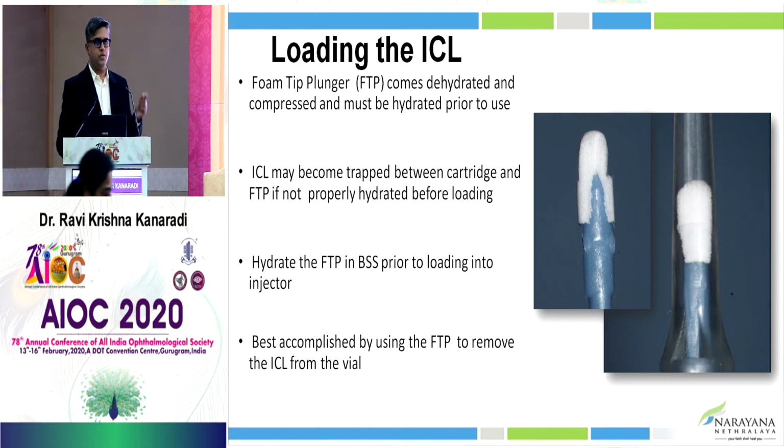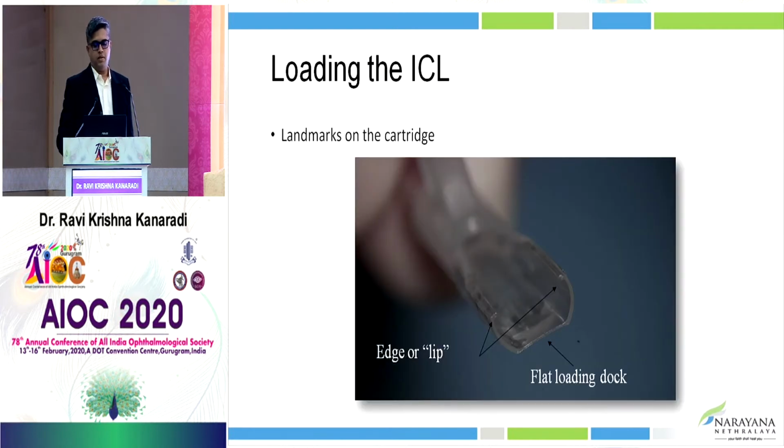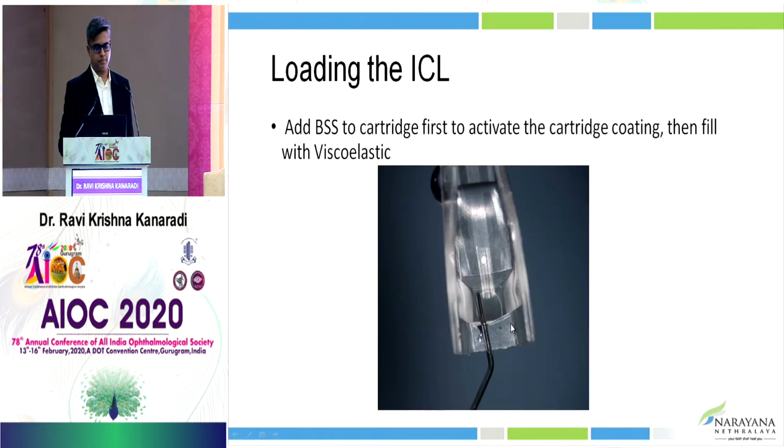So what we can do is remove the ICL from the bottle using this foam tip plunger. This is the cartridge, which has a flat loading dock and edges. First we have to use BSS to activate the cartridge coating. Then we can use the visco. HPMC is better; avoid other forms of viscoelastic agent.